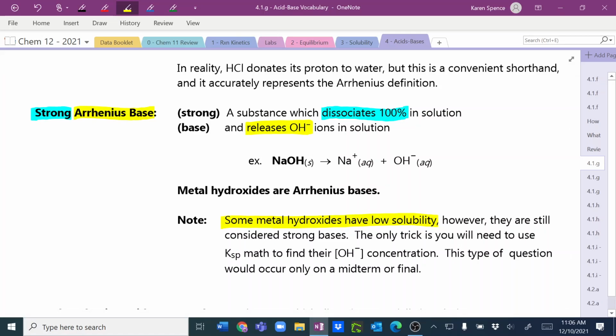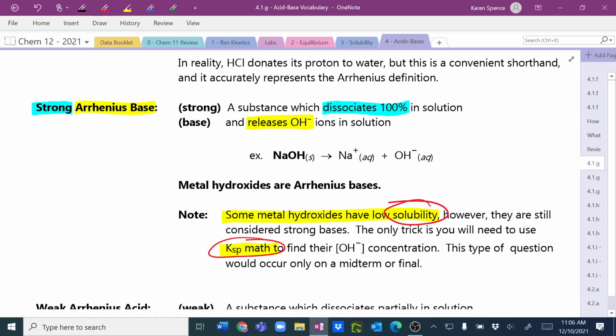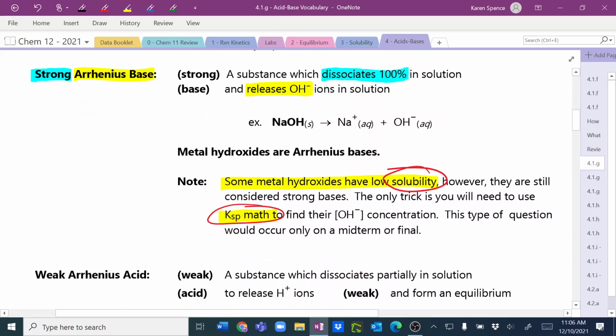The only trick is that if you have one of those, instead of using Kas and Kbs and acid-base math, you're going to have to use a Ksp because they have a low solubility to figure out their concentration of hydroxide. Does that make sense? If you've got something that's low solubility, you can use Ksp. That kind of question would only occur on a midterm or a final, but it's a perfect question for that because it really says, do you actually know what you're doing? And can you apply things from different units?